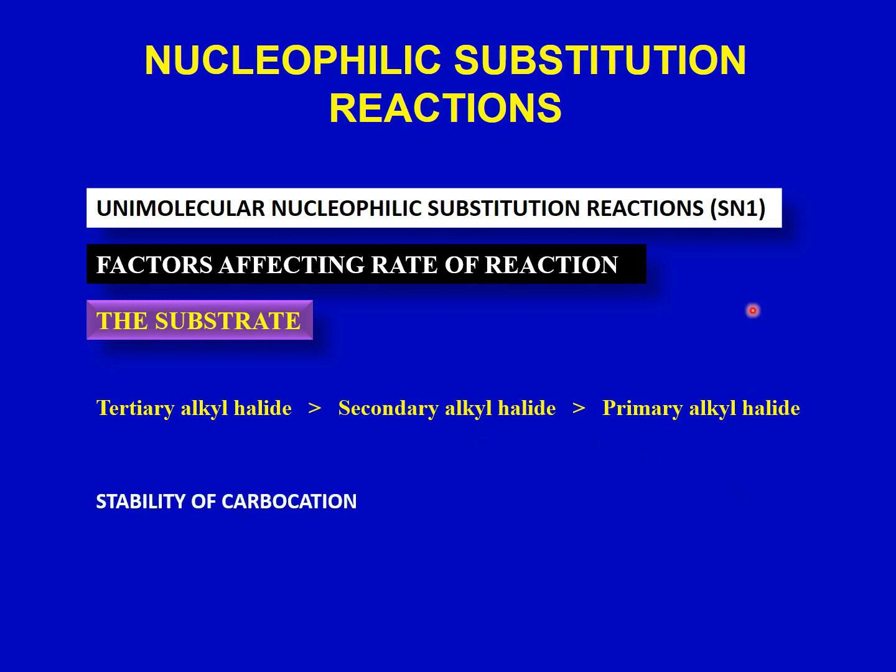Why is this so? It is because when we have a tertiary alkyl halide and the bond between carbon and X breaks in the first step, we have the formation of a tertiary carbocation, which is more stable than a secondary carbocation generated from a secondary alkyl halide, and which is more stable than a primary carbocation produced from a primary alkyl halide. So molecules which can form tertiary carbocations will favor SN1 mechanisms. Primary carbocations will not favor the SN1 mechanism. Secondary carbocations may or may not go through the SN1 mechanism.